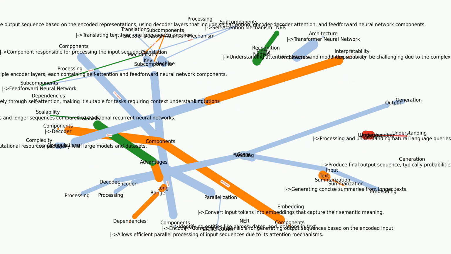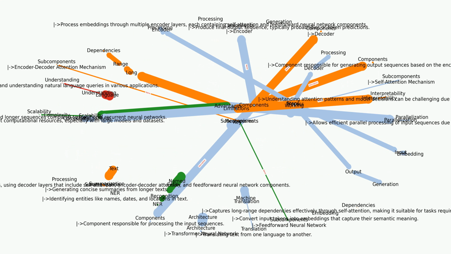Applications. Machine translation: translating text from one language to another. Text summarization: generating concise summaries from longer texts. Named entity recognition (NER): identifying entities like names, dates, and locations in text. Language understanding: processing and understanding natural language queries in various applications.